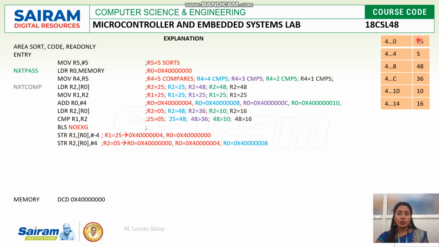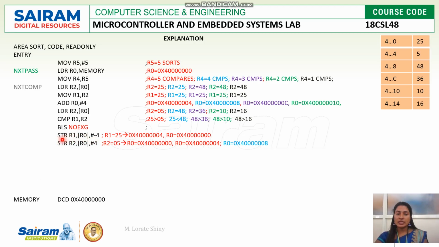Now 25 should come to the next memory location, and 5 should go to the first memory location. So swapping needs to be done. Which are the two instructions I can use for this swapping? These two instructions I can use. str r1 comma square bracket of r0 comma -4.